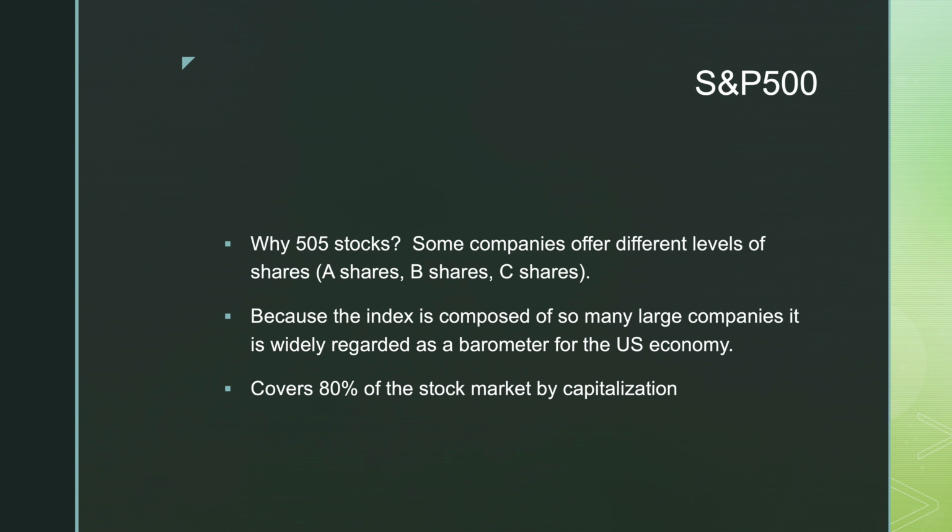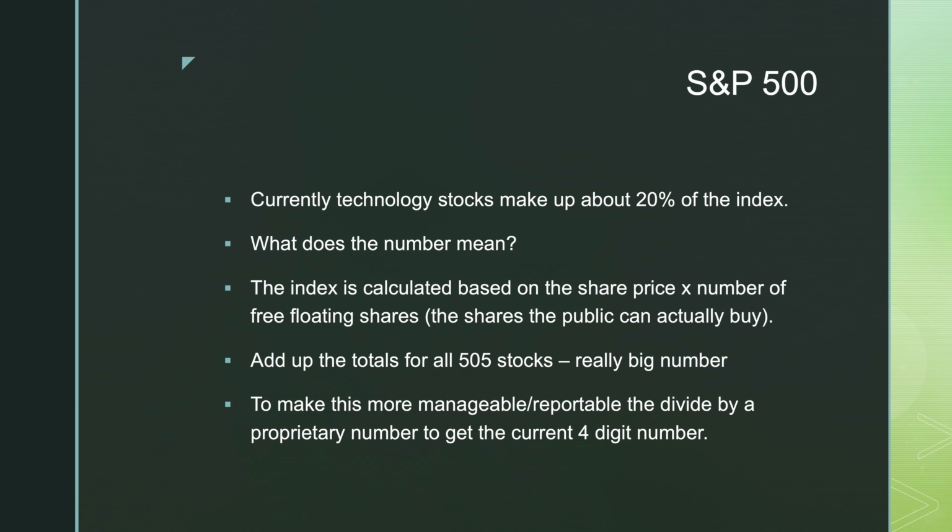Because the index is composed of so many large companies, it's widely regarded as a barometer for the U.S. economy. In fact, it covers 80% of the stock market by capitalization. So currently, about 20% of the S&P 500 you're going to see as technology. That's really just a reflection of what the U.S. economy is like at any given time. Right now we're definitely in a technology-driven environment, and so you'll see roughly 20% being technology.